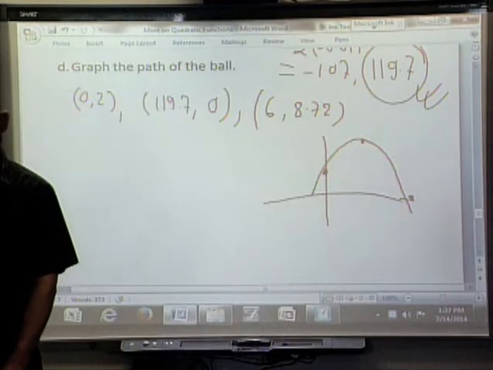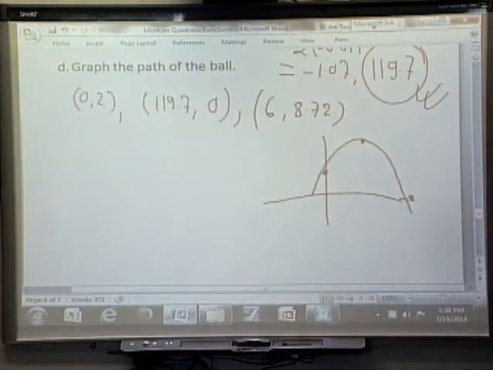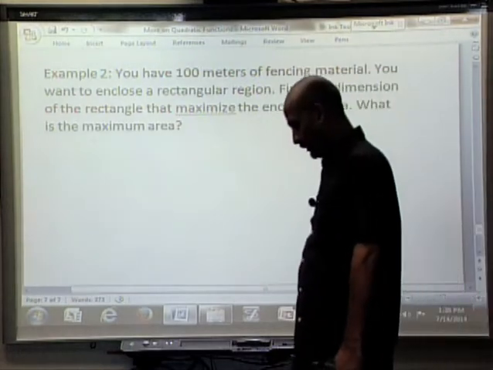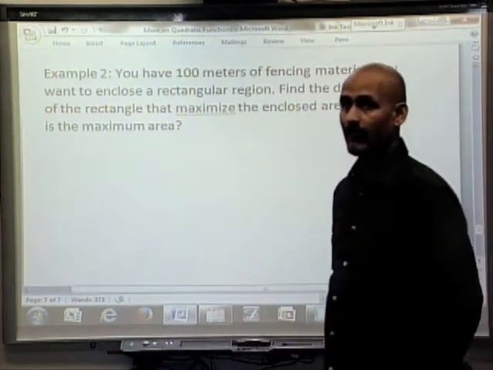Okay. So, this is an example regarding kicking a ball, as applied in the case of soccer or football. Now, let us look at one more applied problem.